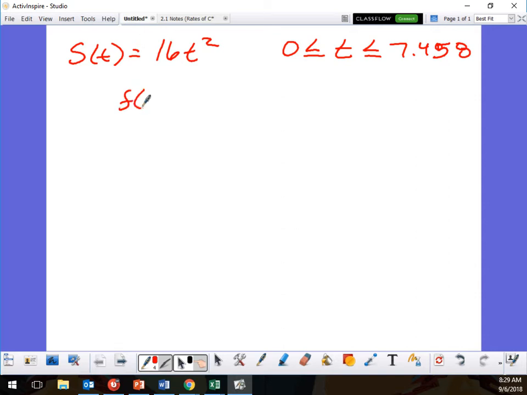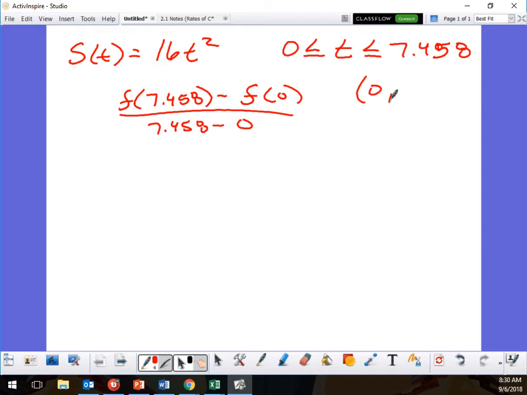Here, I'll write out the function first. 7.458 minus f of 0 over 7.458 minus 0, because I have 2 points, right? So if I want to just do an ordered pair, 0, comma, if I plug in 0 to get the y value, what would that be? 0. So the distance it's traveled is 0 at t seconds of 0, right?